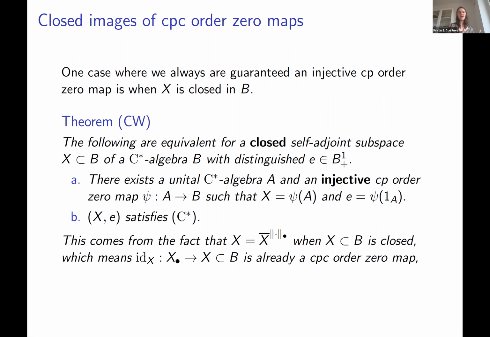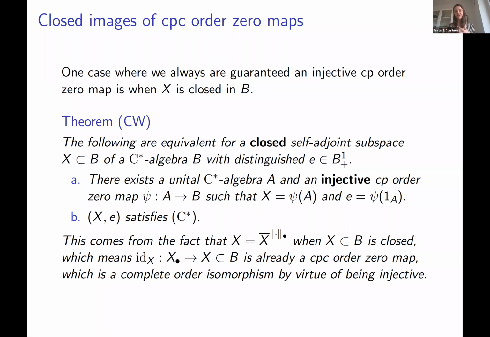And what this means is X is already complete with respect to this bullet norm. Taking this closure doesn't add anything. And so now the identity map between X bullet and X is a CPC order 0 map without any sort of extension. And in fact, we can think of this as a complete order isomorphism by virtue of being an injective CPC order 0 map. Remember, I said that once you know you have an injective CPC order 0 map, its inverse is automatically completely positive. So as soon as we have an injective CPC order 0 map, we have a very robust correspondence between X bullet and X.